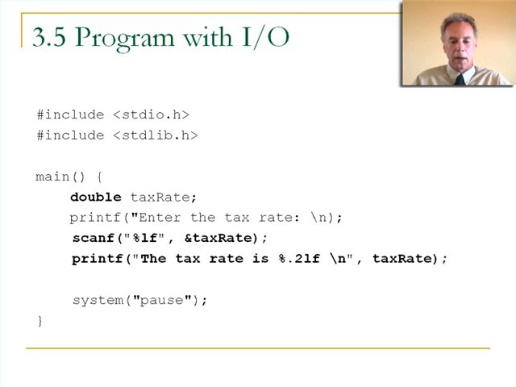So we echo back to the user: the tax rate is %.2lf, and tax rate. That will give us confidence as we write the remaining code in this program that the tax rate variable has the value in it that we expected, and this won't be a source of bugs later on in the code.